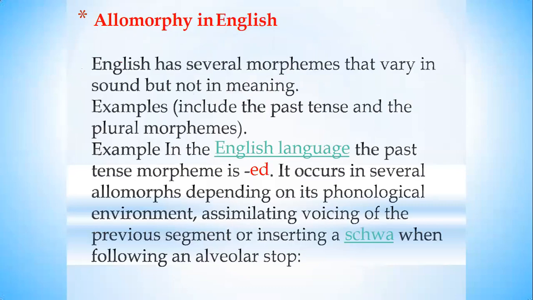Allomorphy in English. English has several morphemes that vary in sound but not in meaning. Examples include the past tense and the plural morphemes. In the English language, the past tense morpheme is ed. It occurs in several allomorphs depending on its phonological environment, assimilating the voicing of the previous segment or inserting the schwa sound when following an alveolar stop, as I discussed in the phonology.